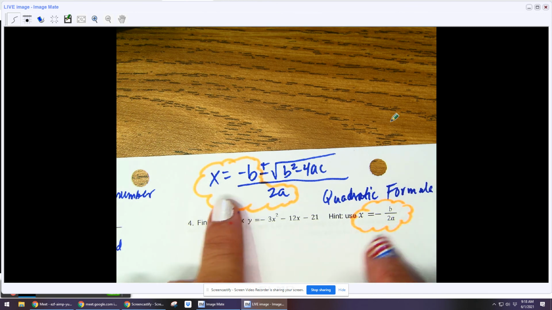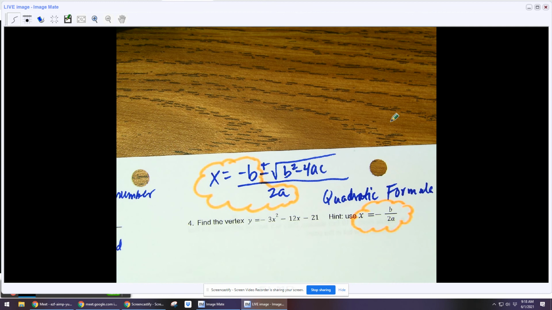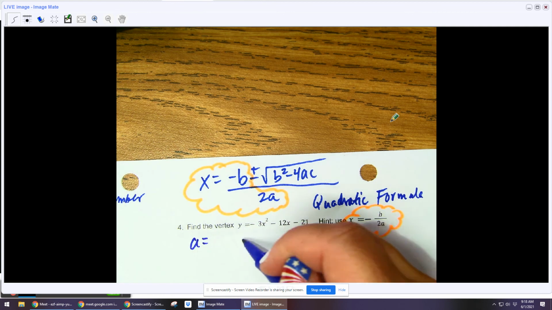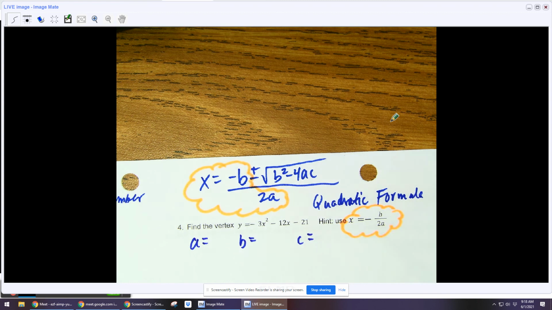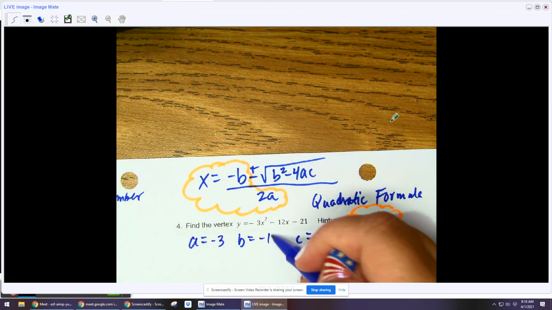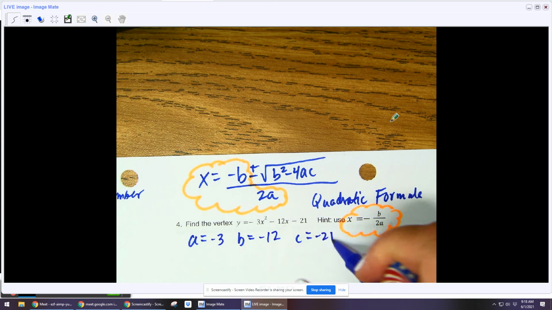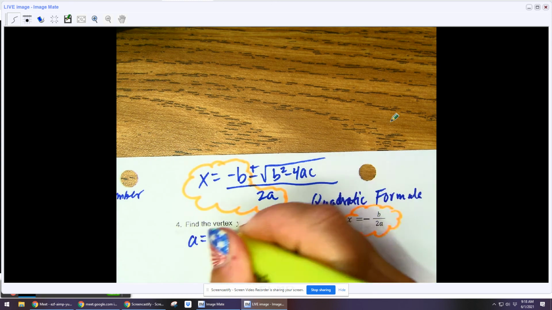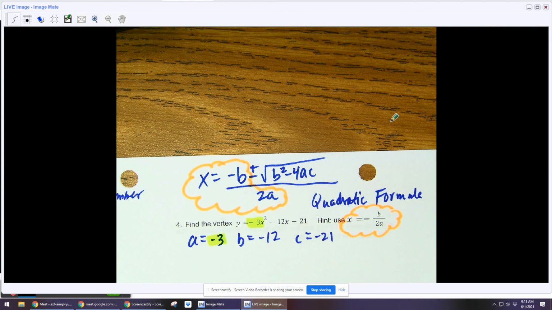So we're using this little part. It's called the vertex formula. It gives us the x value of the vertex. How do I use it? I get A, B, and C, and I plug it in here. My A is -3. My B is -12. My C is -21. Do you remember how to get those? Remember that the sign goes with it.